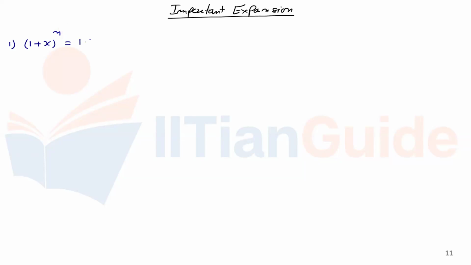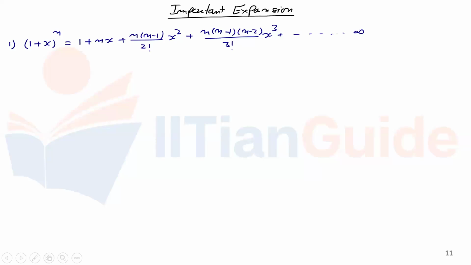We have the formula: 1 plus nx, after that n(n minus 1) divided by 2 factorial x squared, after that n(n minus 1)(n minus 2) divided by 3 factorial x cubed, and so on. It will go up to infinity. I hope you know it. Please reply, do you know it? Jaldi boliye. Yes, sir. Okay.